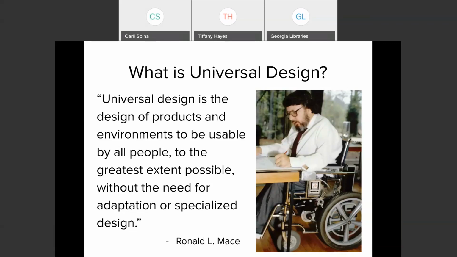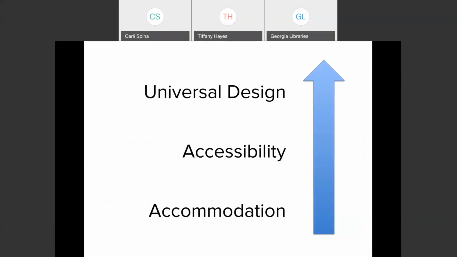And finally, the last piece says without the need for adaptation or specialized design. And that was to move away from a model that really did rely on accommodations. And accommodations can be problematic for a few different reasons. So on the hierarchy of designing to provide access for all people, I would say that accommodations are at the bottom, then inborn accessibility is next up. And then the best solution, in my opinion, is universal design.